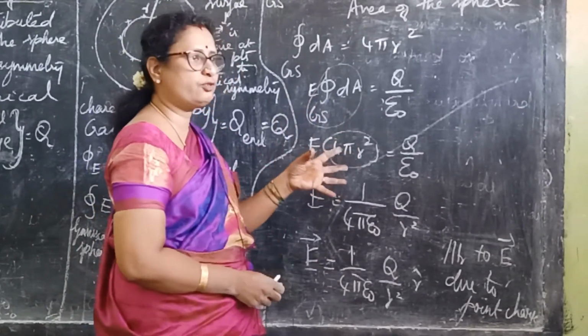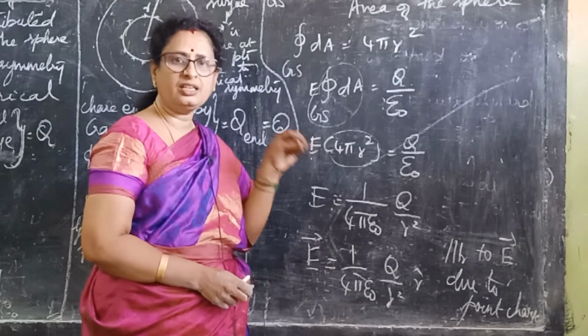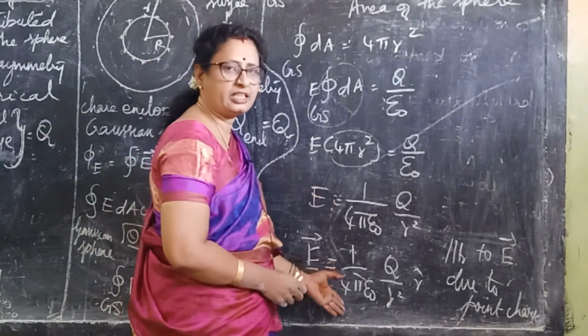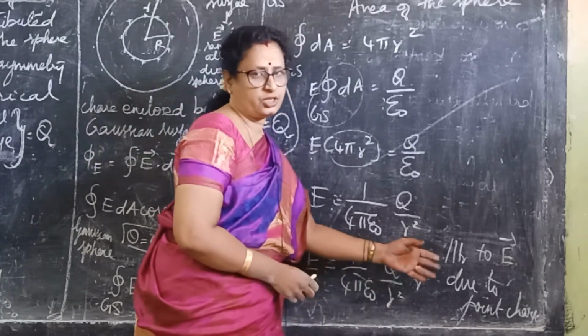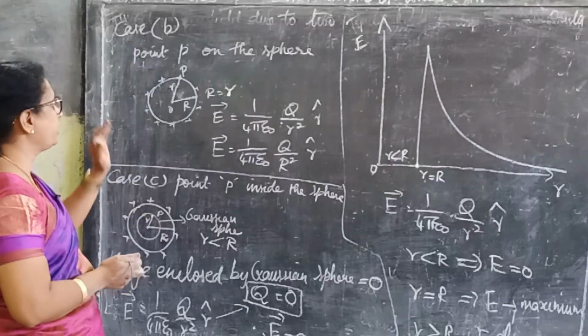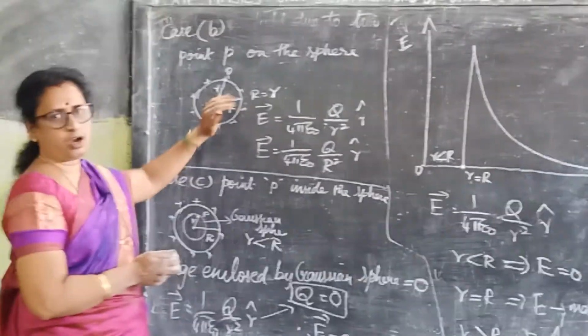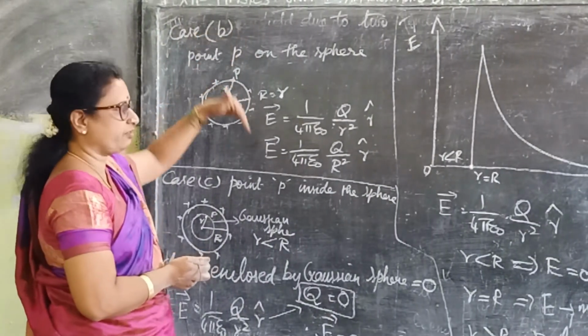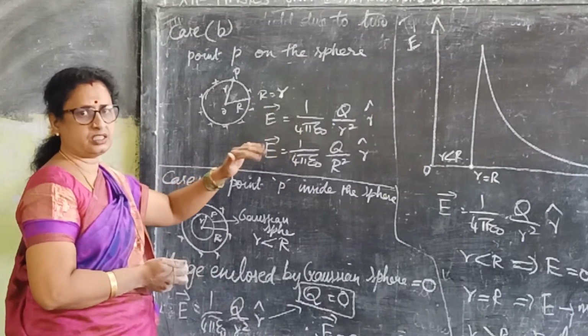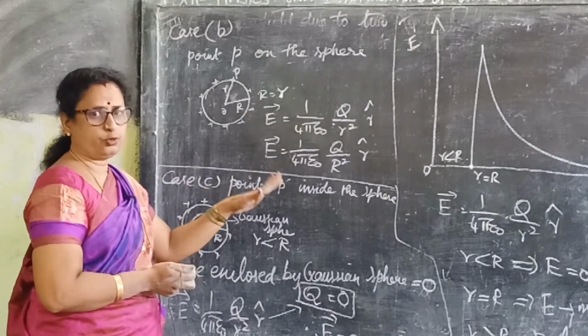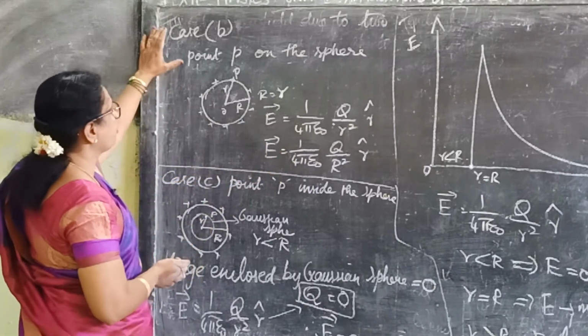It will behave as if the whole charge is concentrated at the center. That's why we have got the expression similar to that of the electric field due to a point charge. In case A, we took the point P outside the sphere and we derived the expression E is equal to 1 by 4 pi epsilon naught Q by r square, which is similar to that of the electric field due to a point charge. So now we will go to case B.